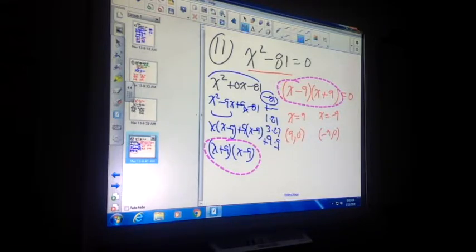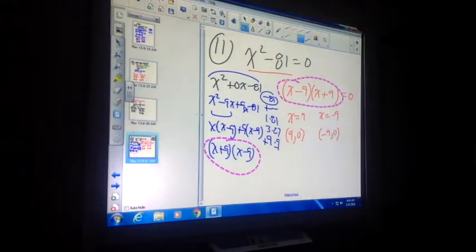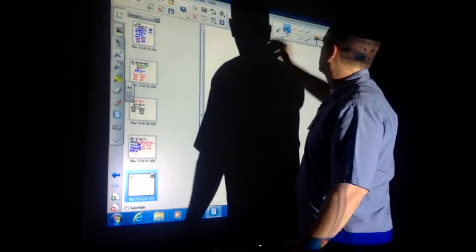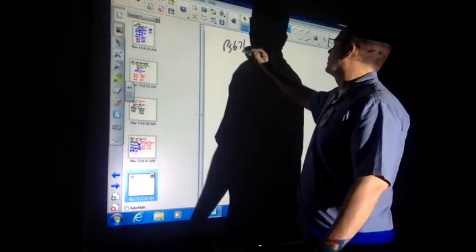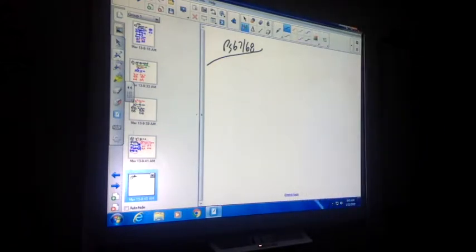What do you think? Are we ready to go to the every other odd on that next page? Yes. Okay, let's take a look at that next page. What page was it? 67, 68. And that was every other odd? All right, so let's take a look at page 67, 68.